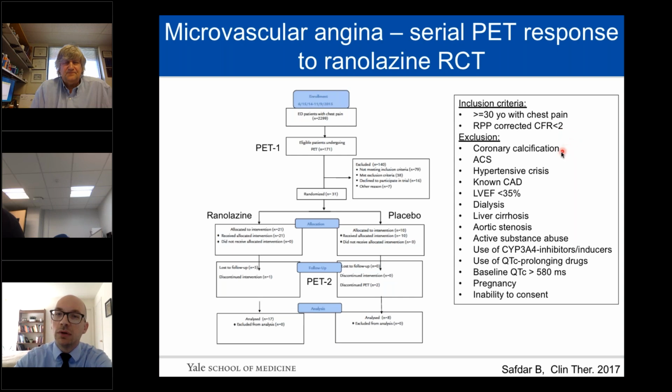We excluded patients with coronary calcification, acute coronary syndrome, hypertensive crisis, CAD, reduced ejection fraction, and some other comorbidities. When we came to our final number of 31, we randomized them in a 2-to-1 fashion to either ranolazine or placebo. We gave these for 1 month, and we repeated the PET to see whether there's any change in the coronary flow reserve.